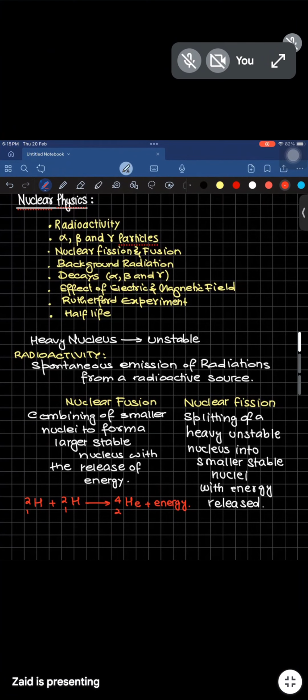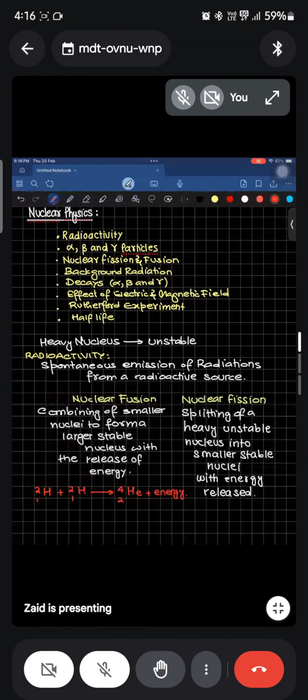One question. Can nuclear fusion happen at the surface of Earth? No. Reason? Because it's too much energy. Exactly. So this is another possible question.